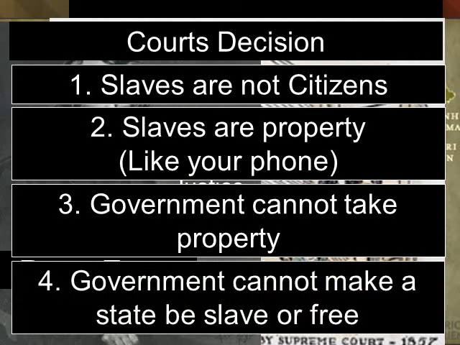And 4, the government cannot make a state be slave or free. So something to notice in this last one is what they're saying is the government can't tell a new state whether it's going to be a free state or a slave state. So they're saying the imaginary line of the Missouri Compromise doesn't count anymore. They're also saying that Dred Scott has to stay a slave because he's not a citizen, so he has no rights, and the government can't take him away from his owner because he's property. He's not a person.